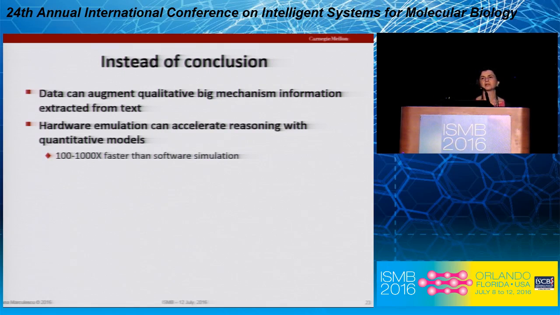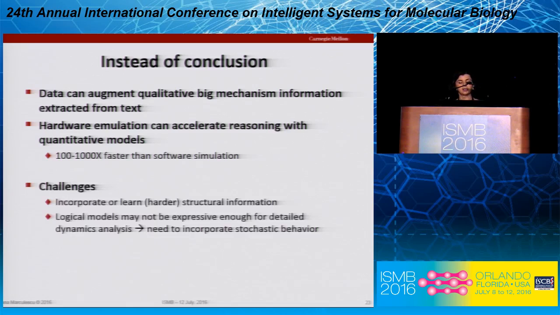So data can augment qualitative big mechanism information that you extract from text, perhaps in an automatic fashion. And by using this hardware emulation approach, you can actually accelerate reasoning with these quantitative models 2 to 3 orders of magnitude faster than software simulation. Some of the challenges that we do have to deal with are incorporating or even learning structural information. So right now, in the black box approach, the kind of dependencies that you identify, they could be true dependencies or causal relations, or they could just be due to the data that exists.